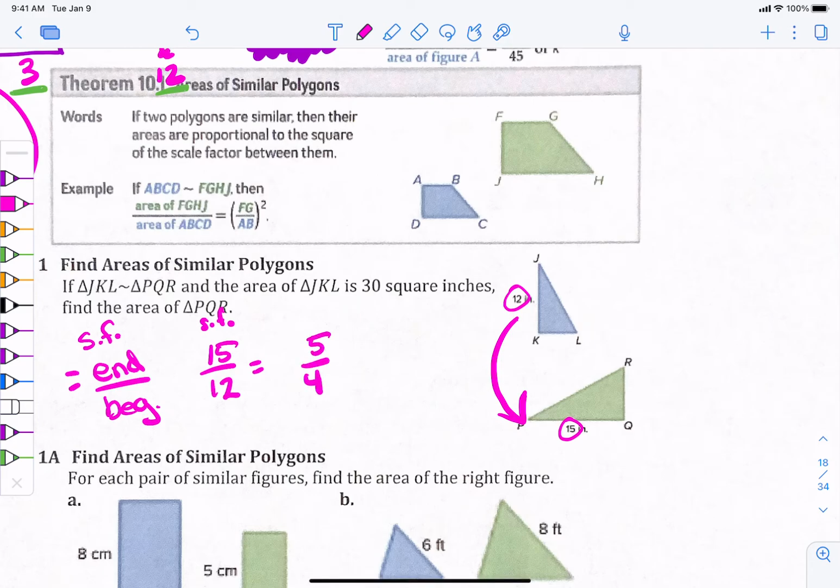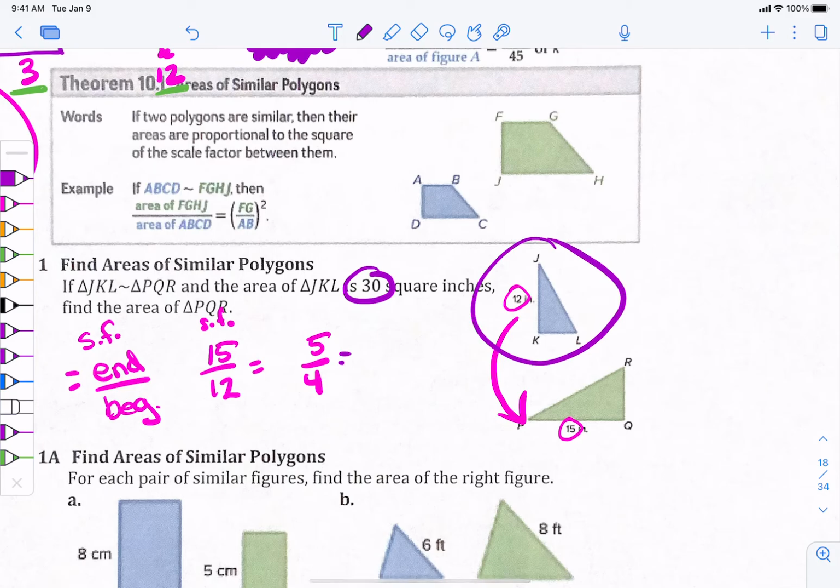All right, now they tell me one piece of information up here. They say that the area of JKL is 30. Which one's JKL? The top one. Okay, I'm going to set up a proportion, and where does the 30 need to go? With the 5 or with the 4?